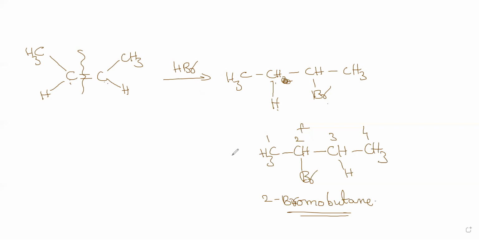Yes, ma'am. So you got this, 2-bromobutane. Here also, you will number from this side, 1, 2, 3, 4. This is again 2-bromobutane. So you don't have any problem when you are having a symmetric alkene.